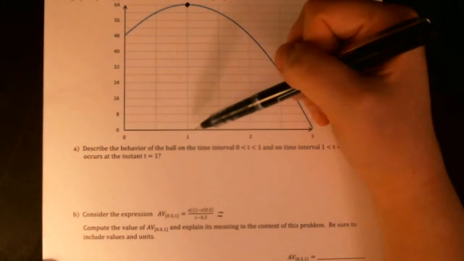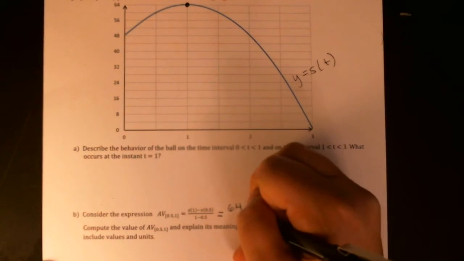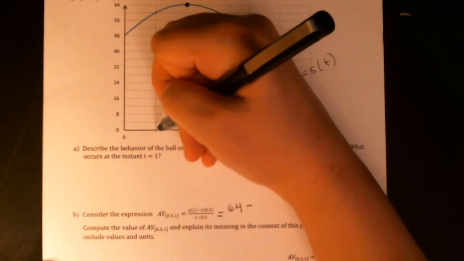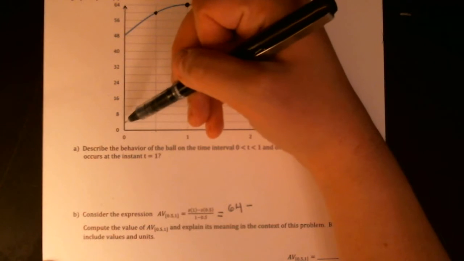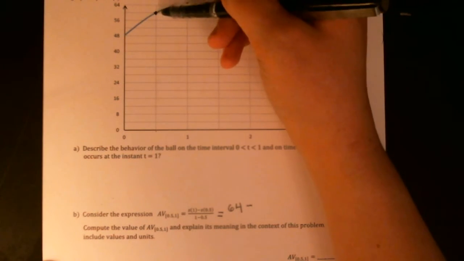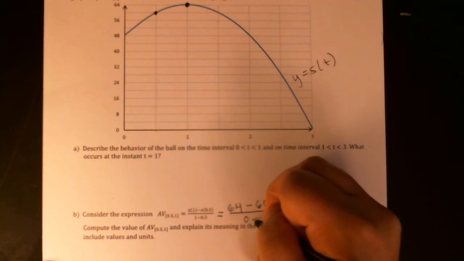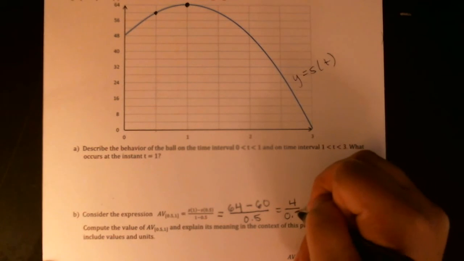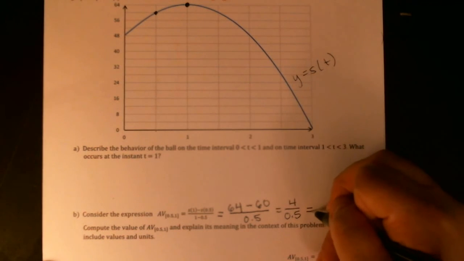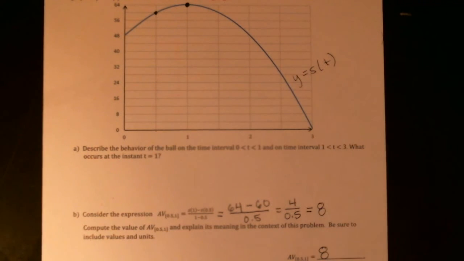So s of 1 looks like it's about 64, that's right at the top. s of 0.5 is 1 tick mark down. It looks like our tick marks are 4s, 48, 56, so this would be 60. And 1 minus 0.5 is just 0.5, which means we have 4 divided by 1/2. Dividing by 1/2 is the same as multiplying by 2, so we're going to get 8 out of this thing. So this AV thing is equal to 8.